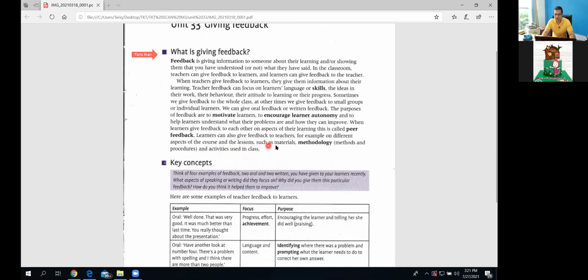Right. Learners can also give feedback to the teacher, for example, on different aspects of the course and lessons, such as materials, methodology, methods and procedures, and activities used in the class. How did they find the activities? Were these activities helpful for them to understand the topic and the things which were taught there? So based on that, what sort of activity was needed? Maybe the methodology you applied was easy for them and made them understand the lesson very well. So this sort of feedback can come from the learners to the teacher.